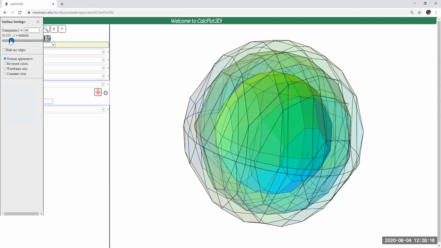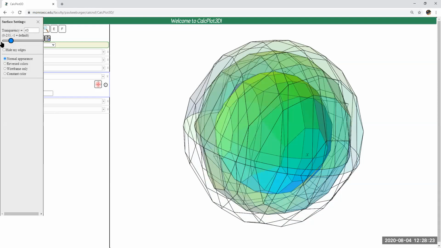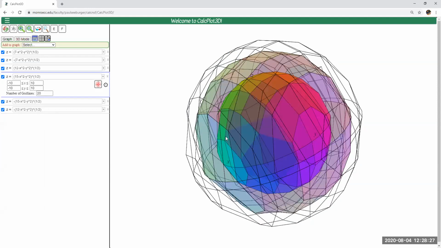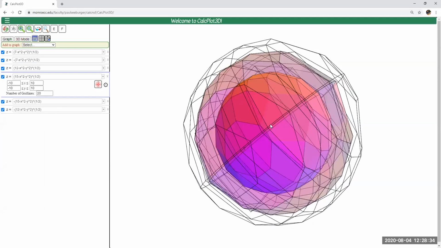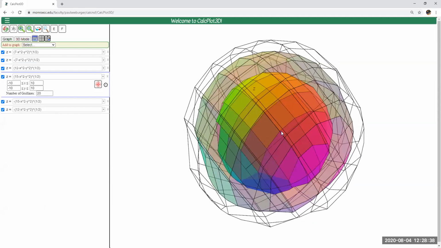Maybe I can make this out, the one which is completely on the outside, completely transparent, like this. So I have this transparent surface outside. I have the first surface which is almost transparent, the inside, and one surface finally in the middle. So this is a way to see all of these surfaces at the same time. And you should do this in your homework.